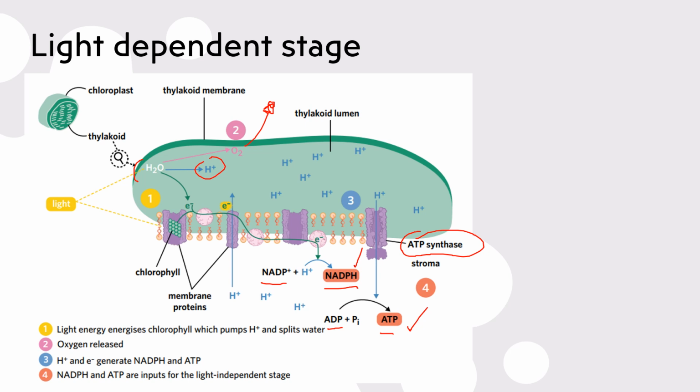The H plus ions are really important for being added onto NADP to form NADPH, and also for powering ATP synthase so that ADP can be transformed into ATP by the addition of a phosphate that would already be present inside the cell. The main purpose is to create those coenzymes that are really important for the next stage. So NADPH and ATP are the really important parts of this stage.